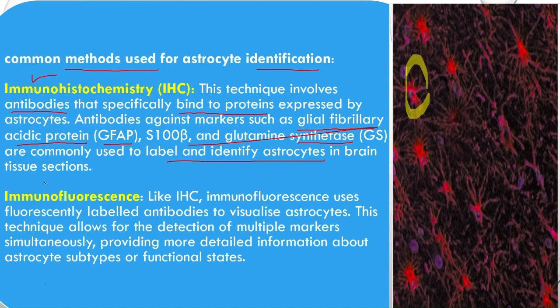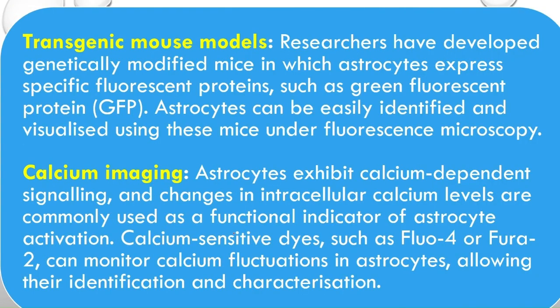The other important method is immunofluorescence, like IHC. Immunofluorescence uses fluorescently labeled antibodies to visualize astrocytes. This technique allows for identification or detection of multiple markers simultaneously, providing more detailed information about astrocyte subtypes or functional status. So the second method is the same as the first method, but in the second method we are using fluorescence. Don't forget that. Sometimes we mix the methods to find out the structure of astrocyte more clearly and more easily. The other method is the transgenic mouse model.